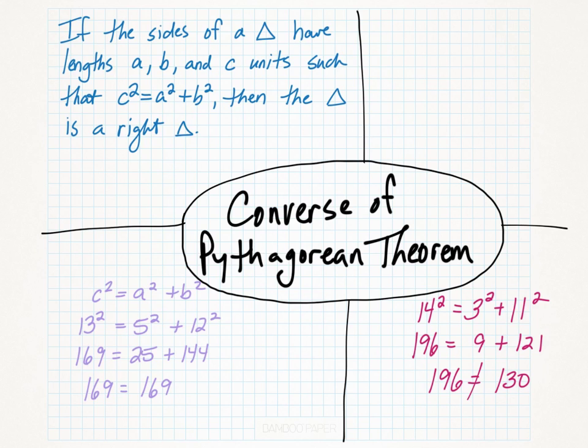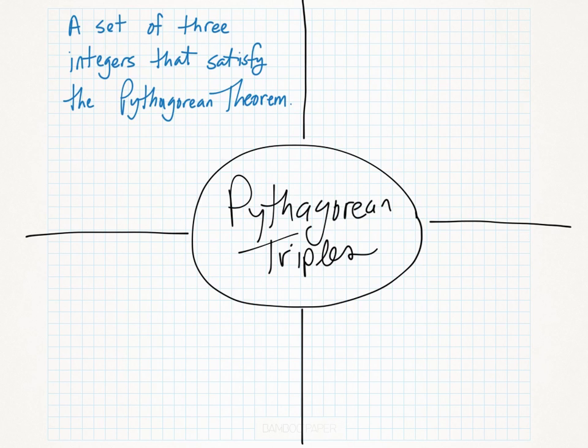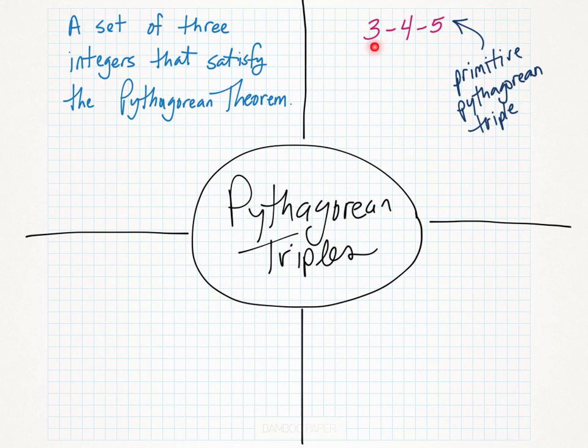The last thing we're going to look at is something called the Pythagorean triples. And that's a set of three integers that satisfy the Pythagorean theorem. And here we have 3, 4, 5. This is actually the most basic of Pythagorean triples, and this has a special name. It's called a primitive Pythagorean triple. Primitive because we can't take these numbers down any farther. They're basically at their prime numbers. So that's why it's a primitive.